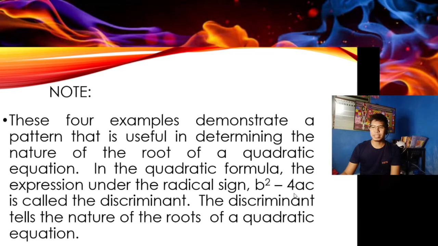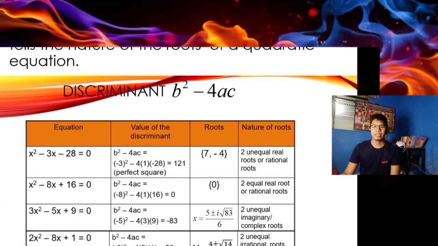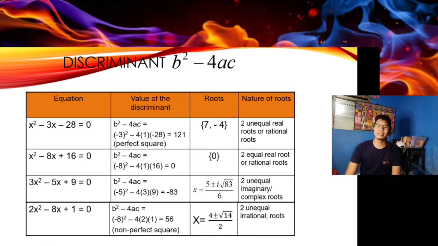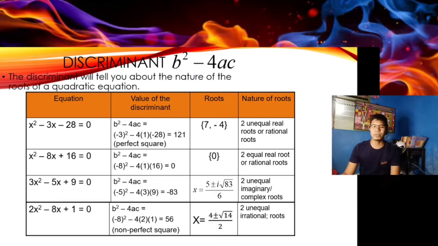So I have here the summary of our discussion on the discriminant. So again, the discriminant is given by b squared minus 4ac, in which this will tell us about the nature of the roots of a quadratic equation. I have here the summary using a table. We have the equations from example 1 to 4, and then we have here the value of the discriminant, and then the roots that we got from solving, just to confirm if our answer is true. And then the nature of the roots.